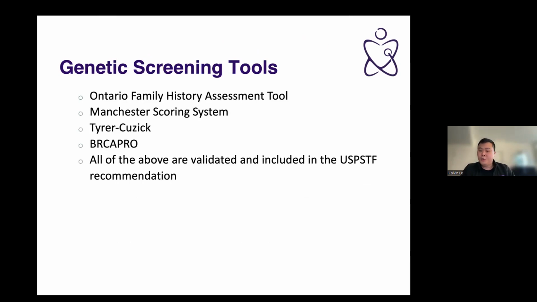There are a lot of tools that can be used, and they're all available in a table or textual format online, on UpToDate or MDCalc, for example. All the tools I listed above are independently validated, and they're all included in the USPSTF recommendation: the Ontario Family History Tool, Tyrer-Cuzick, BRCAPRO, and the Manchester scoring system. We'll go over how this is used in practice.